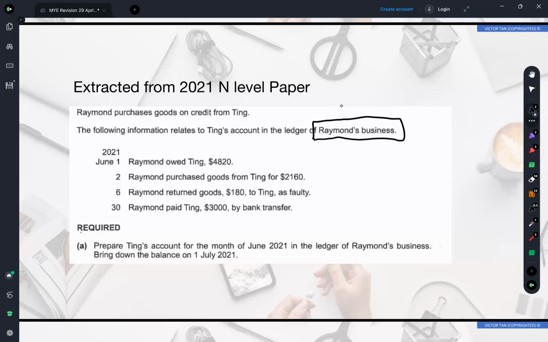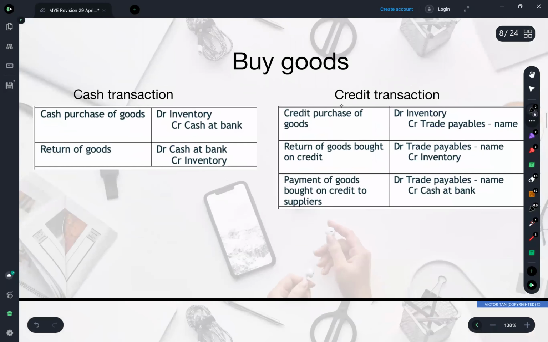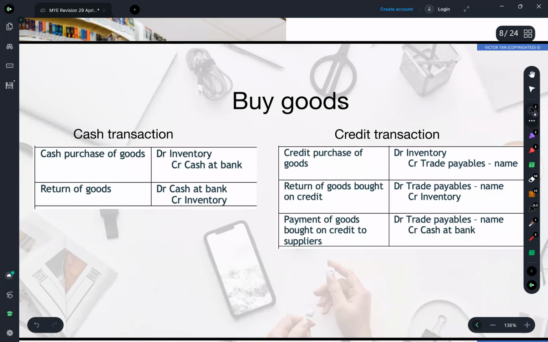So the business buys goods from Ting. So who do you buy it from? You buy from your supplier. So you buy goods from your supplier. So this goes back to this part. There's only the cash transaction and the credit transaction, correct or not? Because there are only 2 kinds of transaction. How many ways can you buy goods? Not many ways. You can only buy using cash and using credit.